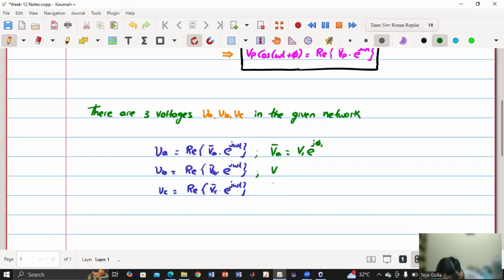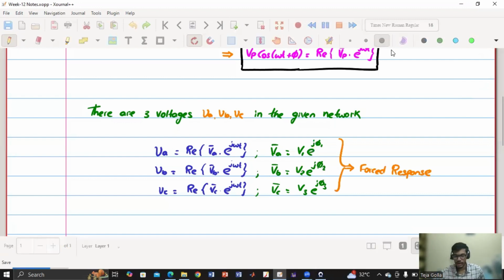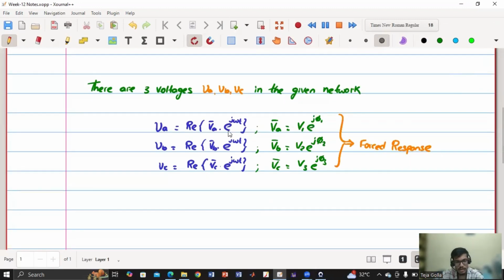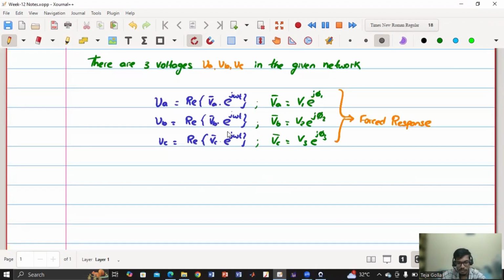So now VB bar is equal to some voltage V2 into e to the power j phi 2. Now VC bar is equal to V3 into e to the power j phi 3. So keep in mind that these are all forced response, not the transient response. So at steady state, we are using a different representation to write the voltages. It could be for current as well, but here we are writing for voltages.